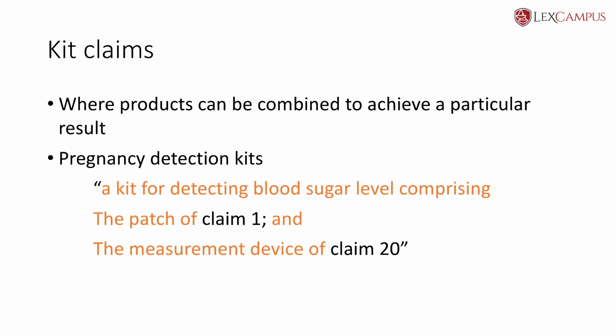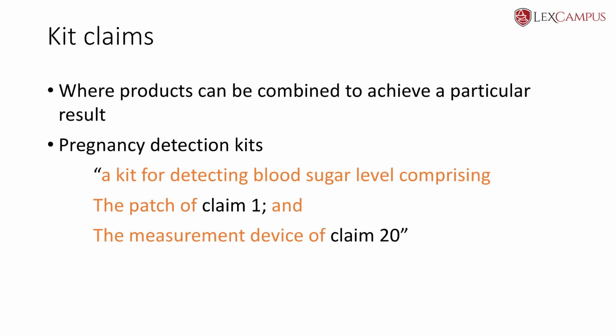Now, this is a claim for detecting sugar level where there is a patch already claimed in claim 1 and a measurement device which is already claimed in claim 20. So it's a combination of a patch and a measurement device, which makes it a kit. Now, you could also have a method claim on how the kit works or how the test is conducted. Now, if it's a diagnostic kit, then there is some argument that it will not come under a method of treatment because it is a diagnostic kit.